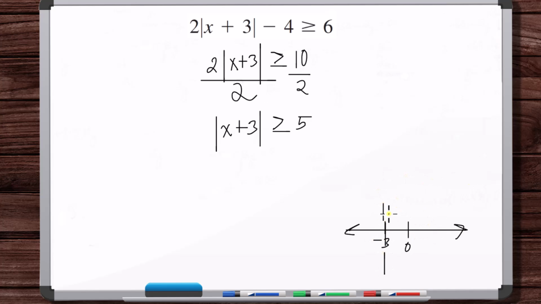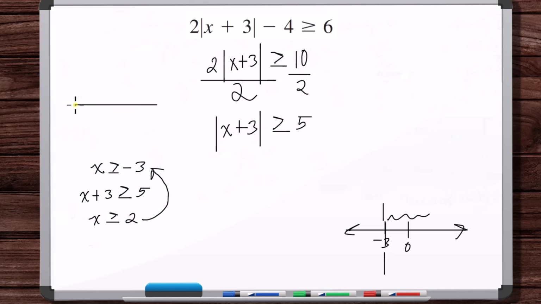So let's do x is greater than or equal to -3. X plus 3 is going to be positive or 0. So x is 5 minus 3 is 2. But now where do these two cross over? So we've got -3, 2. X is greater than or equal to -3, and x is greater than or equal to 2. So the cross is going to be x is greater than or equal to 2.